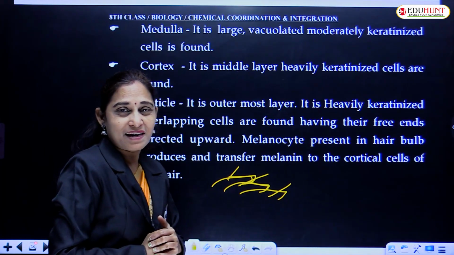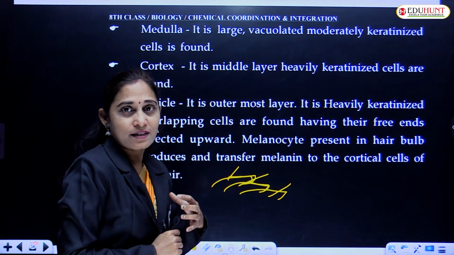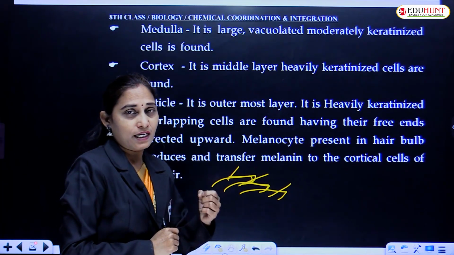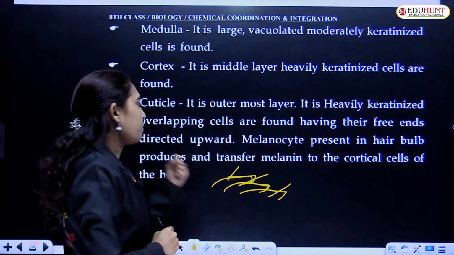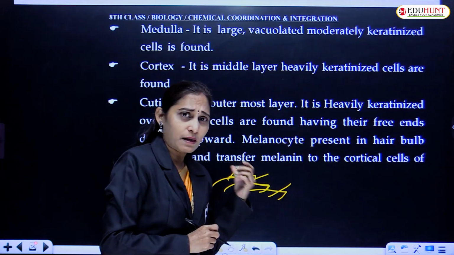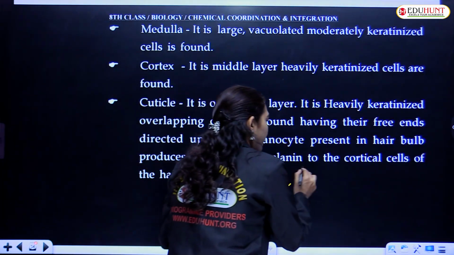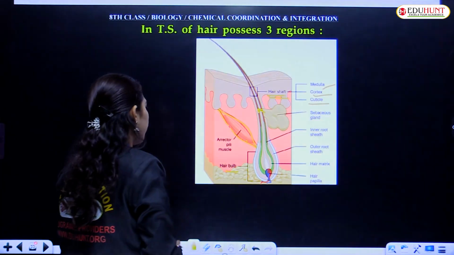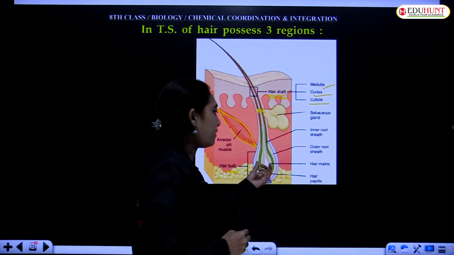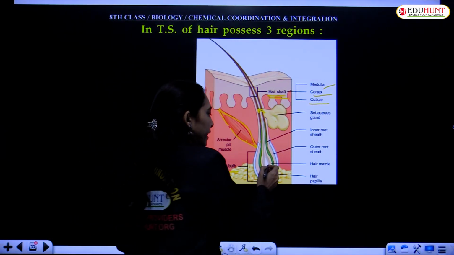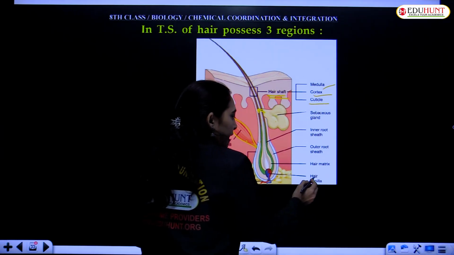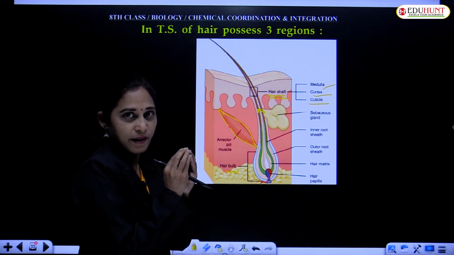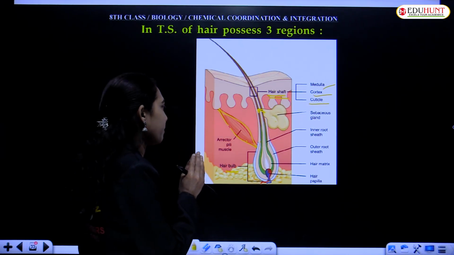Melanocyte is the melanin pigment secreting cell. This is present in the hair bulb and produces the pigment called melanin to the cortical cells of the hair. Here you can see the hair matrix, hair papilla, and hair bulb. The swollen base of the hair is called the hair bulb.